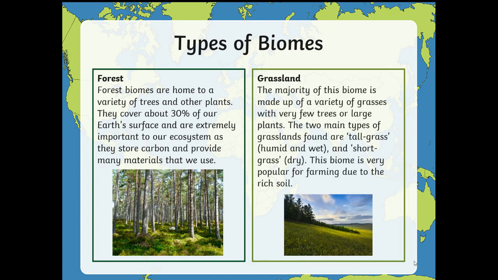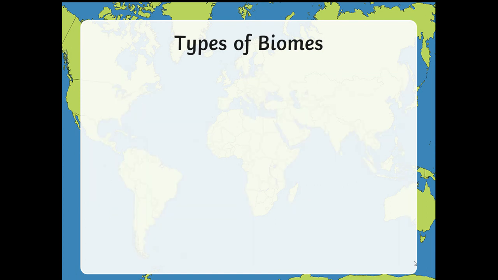And then you've got grasslands. The majority of this biome is made up of a variety of grasses, with very few trees or large plants. The 2 main types of grasslands found are tall grass, and that's found in the humid and wet climates, and short grass, which is found in drier climates. This biome is very popular for farming due to the rich soil. So have you ever seen a forest biome or a grassland biome?